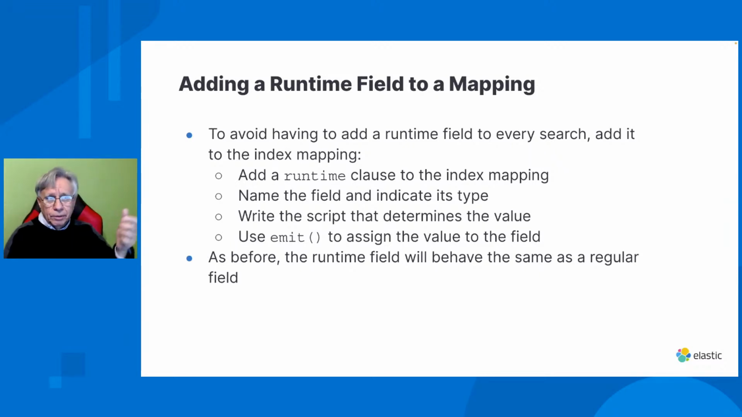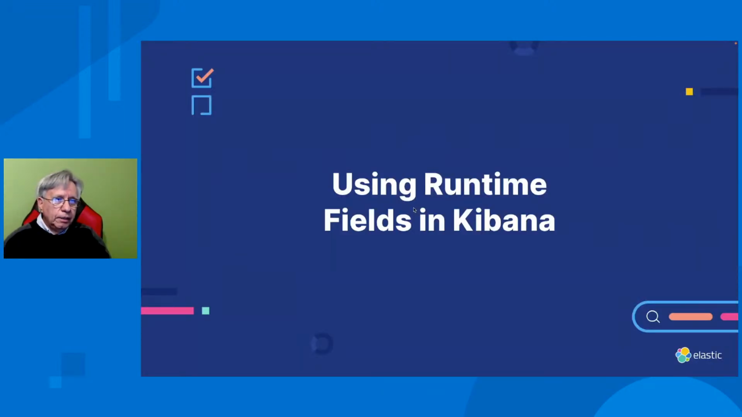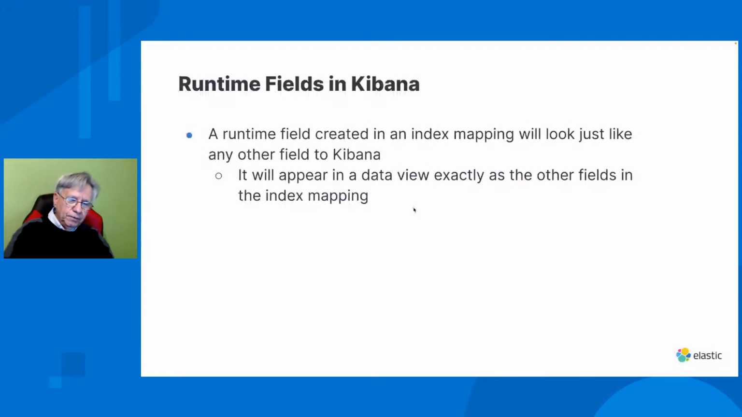In fact, you can port the script from the search and put it in the mapping, and that's all you need to do. And in Kibana, if you define the field in the Elasticsearch mapping, Kibana will see it as any field. It won't even know that it's a runtime field. Except there are some glitches which in older versions, not the most recent ones, will actually break some things. But in the newer versions, it seems to work just like I just said. Kibana will not know that field is not real.